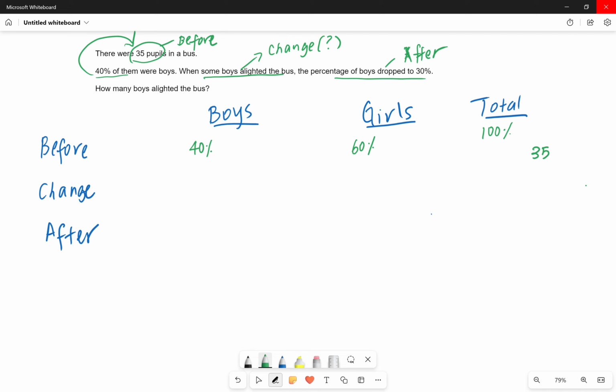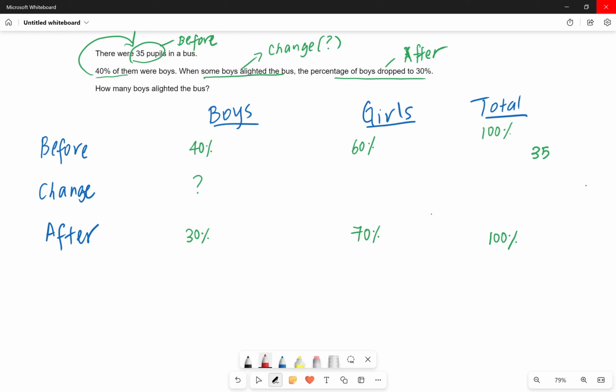How many boys alighted the bus? We do not know, so we are going to put a question mark under the boys change column. Now looking at the after row, the percentage of boys dropped to 30%. So 30% in the after row for boys, which means that in terms of proportion, the remaining percentage for girls will make up 70%. And the total will similarly add up to 100%.